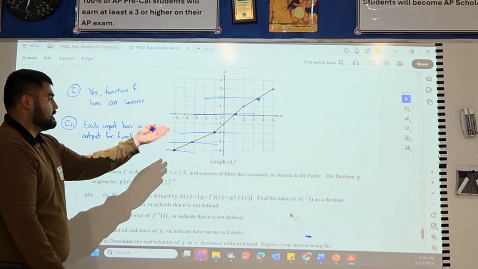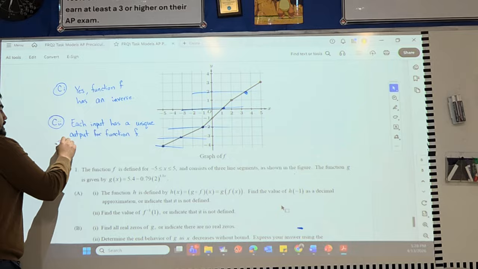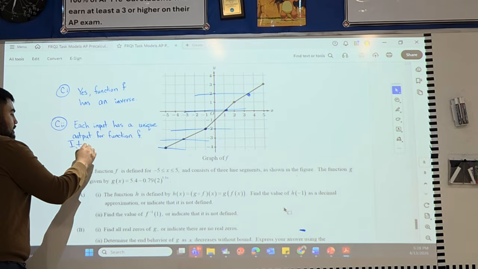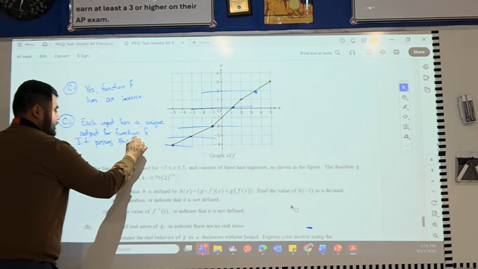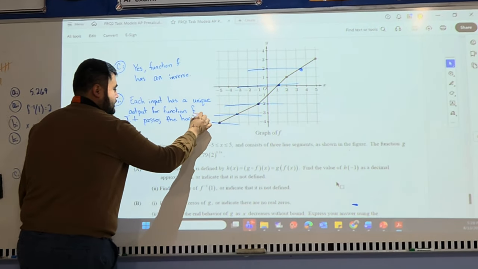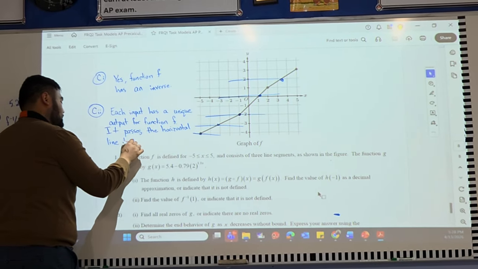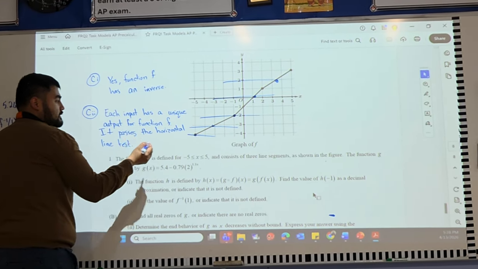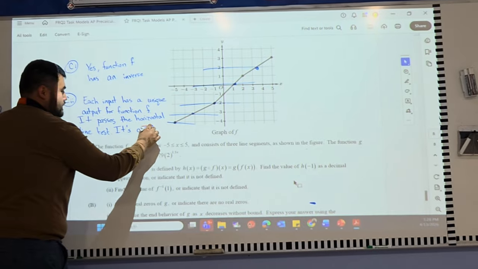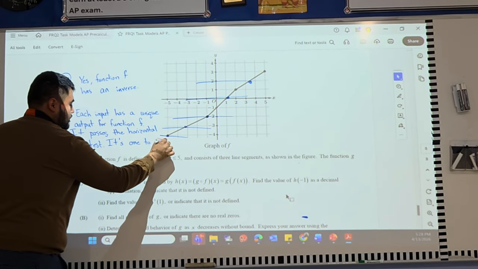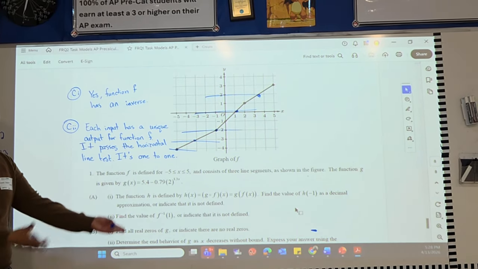Basically, it doesn't repeat, right? And again, if you want to keep adding to it, it passes the horizontal line test. You could also say it's 1-to-1. And that is literally it.